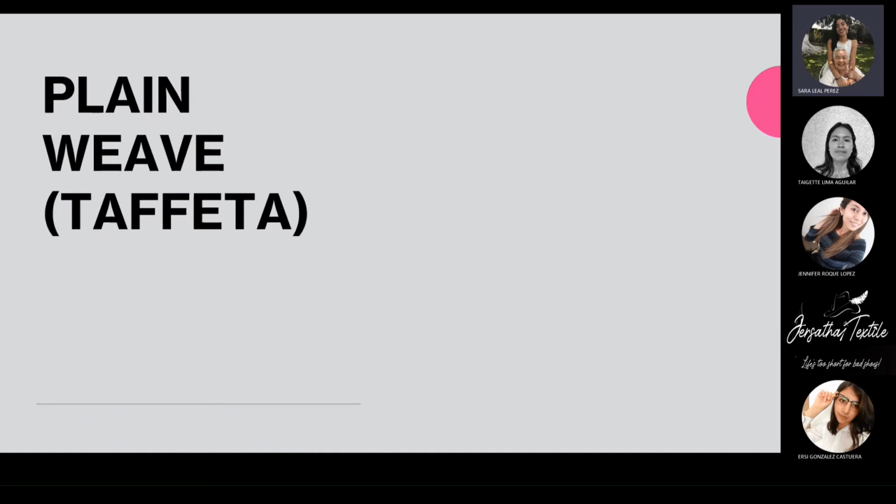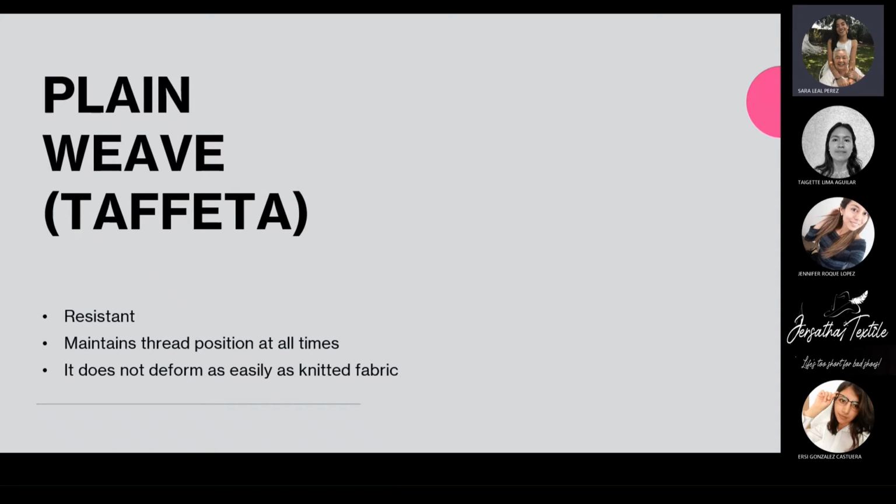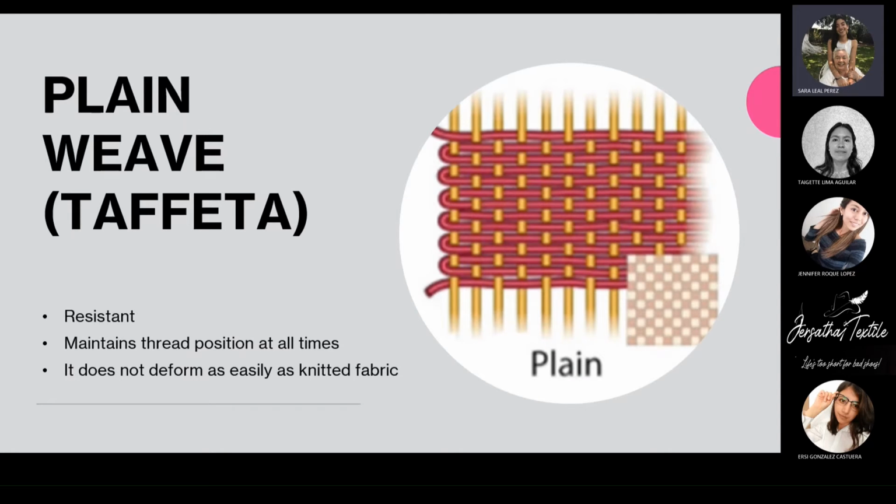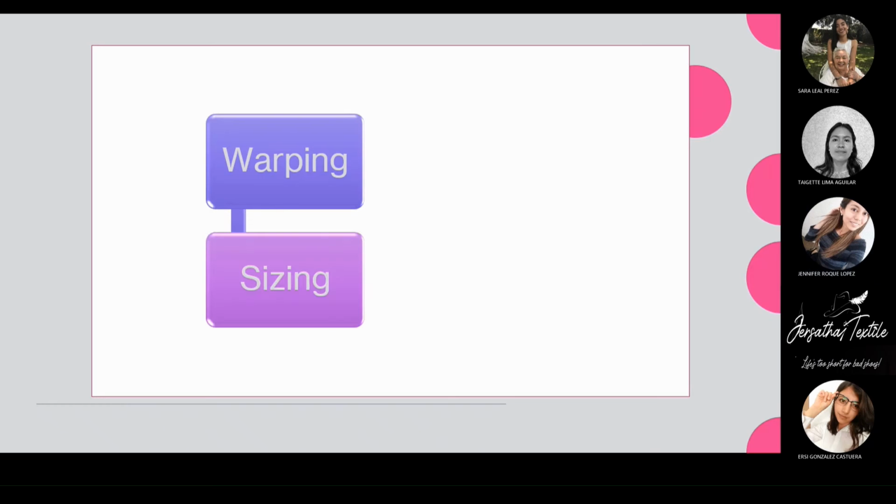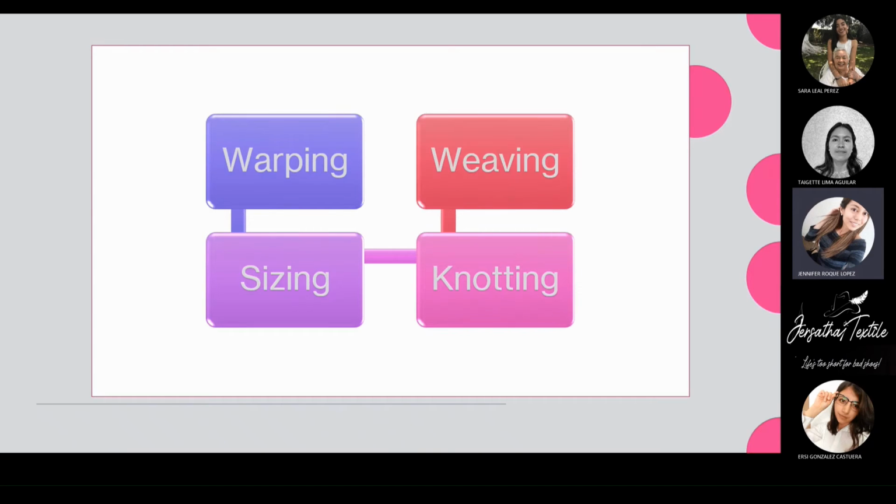For the structure of the fabric, we need it to be resistant to maintain the position of the yarns all the time, so we chose plain weaving, since it does not deform as easily as knitted fabrics. The ligament we chose is taffeta, because it's the simplest ligament and the appeal of this tennis shoe comes from the printed design on top of it. It also provides great coverage, which is necessary to protect the skin. And the processing steps are warping, sizing, knotting, and weaving.